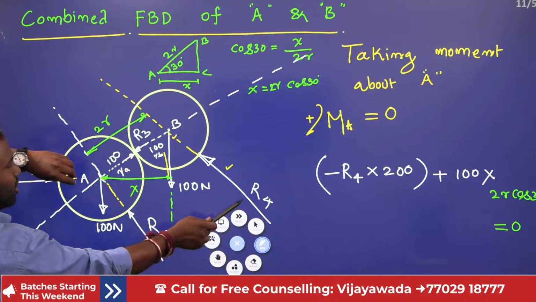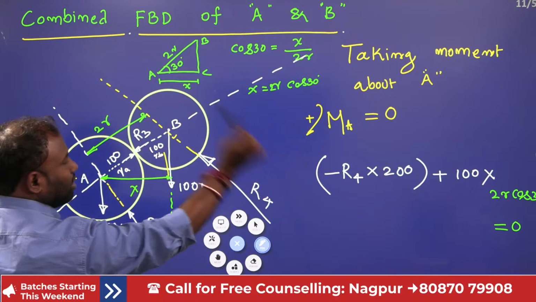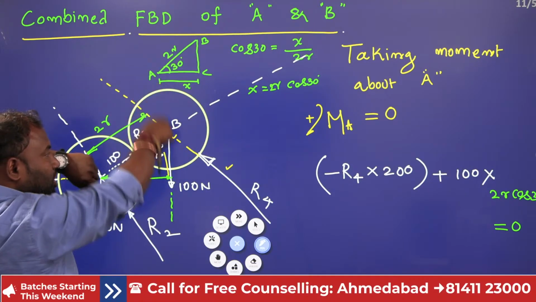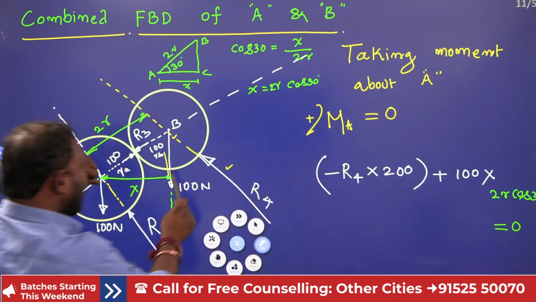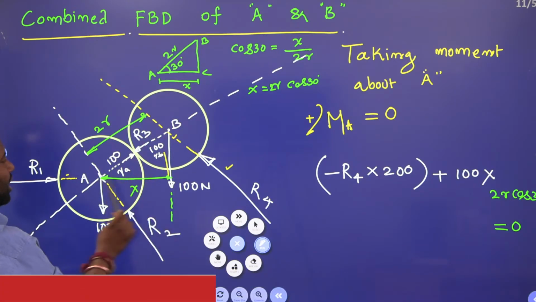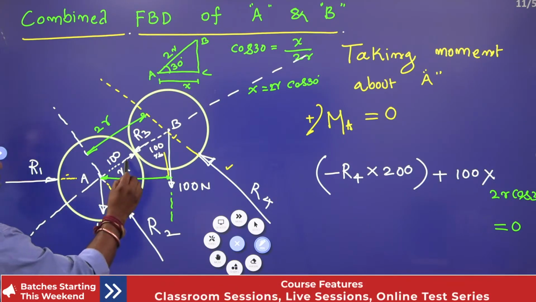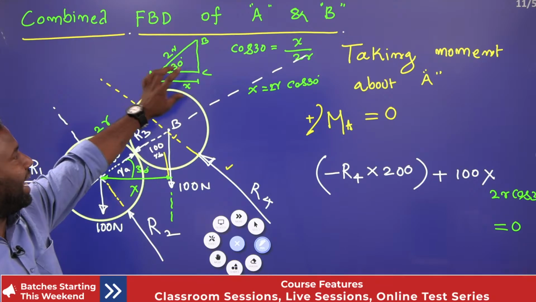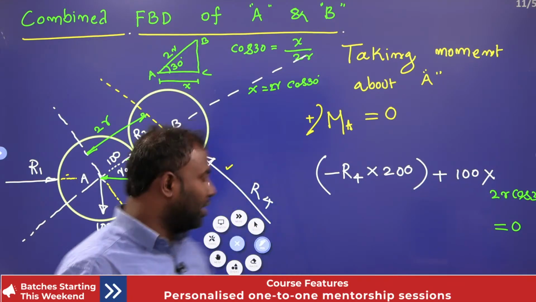Now, minus R4 into perpendicular distance, which is 2R. R is 100, so that is 200. Next, if I fix this point and apply load over here, this force tries to rotate the body in the clockwise direction. That is why it is plus, and 100 into this perpendicular distance. I calculated this perpendicular distance using the triangle like this. As we know this is 30 degrees, so from the 30 degree triangle I found X as 2R cos 30. So 100 into 2R cos 30 is the perpendicular distance, right, guys?